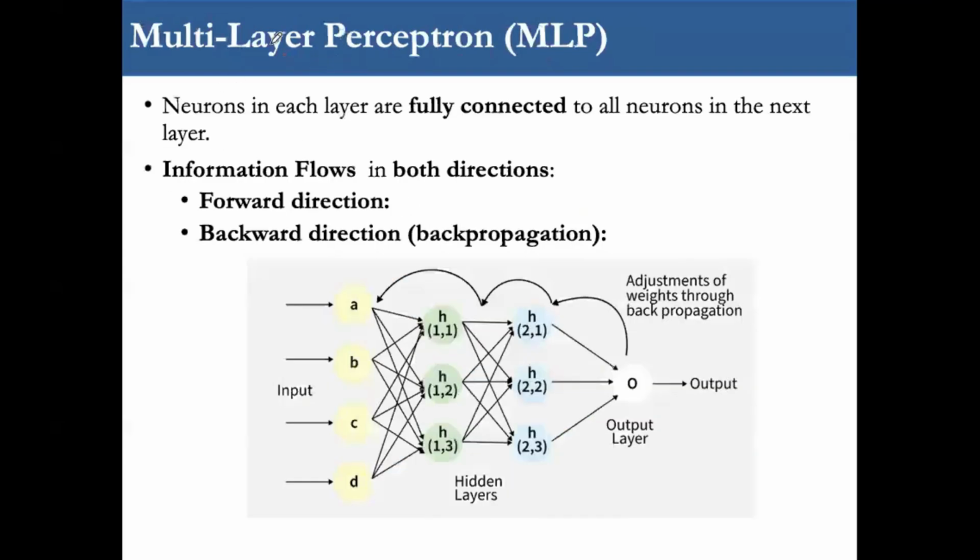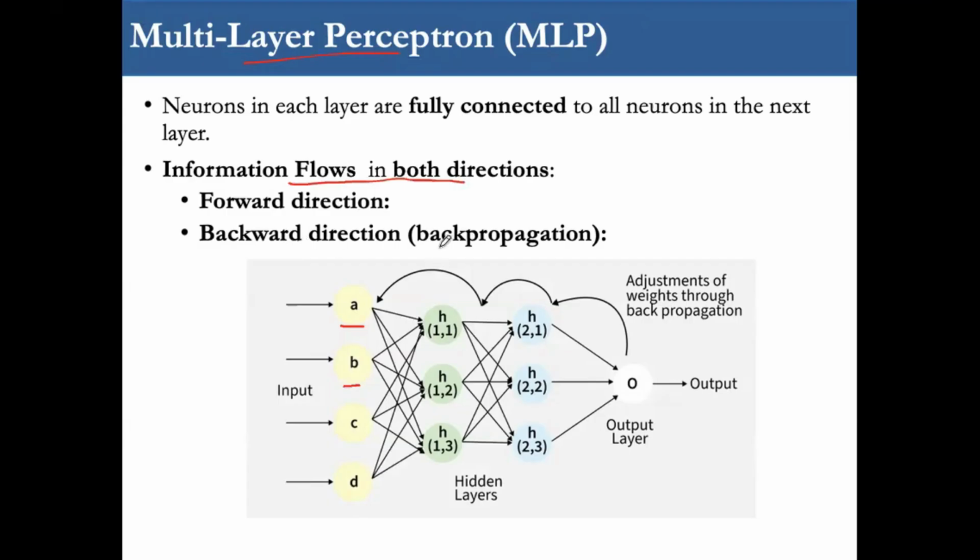The next one is the multi-layer perceptron, MLP. This MLP consists of one input layer, one output layer, and one or more hidden layers. Neurons in each layer are fully connected to all neurons in the next layer. You can see A is connected to all neurons in the next layer. Similarly, B is connected to all other neurons in the next layer. Here the information flows in both directions, forward as well as backward.